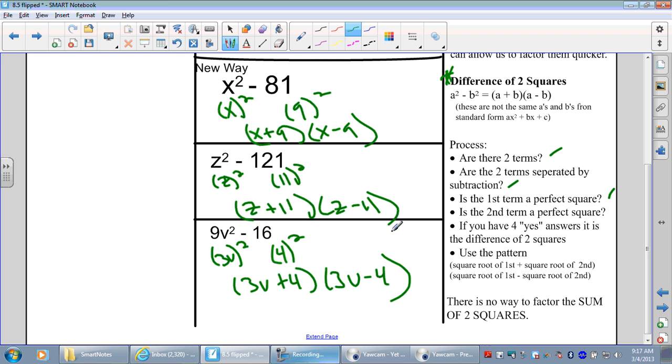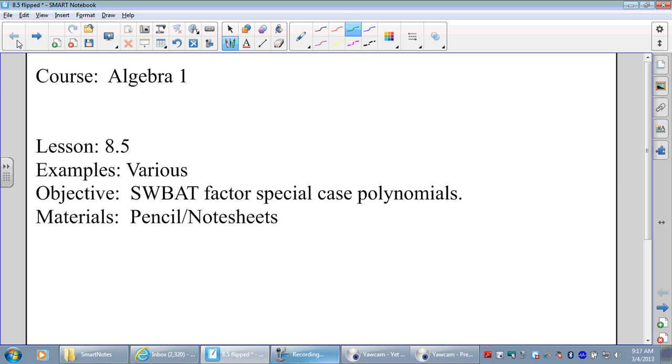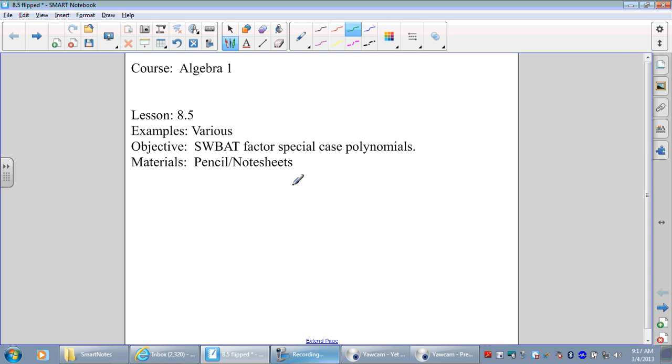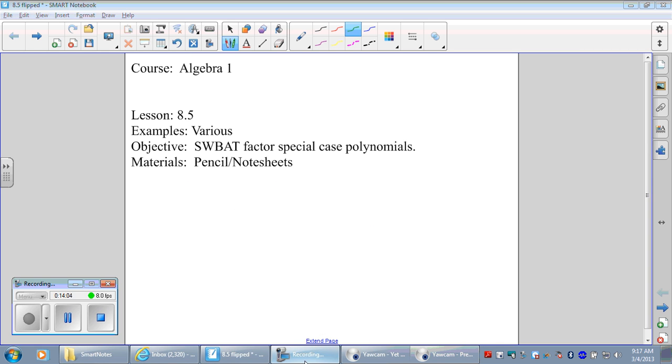All right, so those are the special cases that we need to learn. We needed to learn perfect square trinomials, and we needed to learn how to factor the difference of 2 squares. All right? As long as we're good with those, we'll be very good, and we can get you where you need to be by the end of class, just like we did last week.